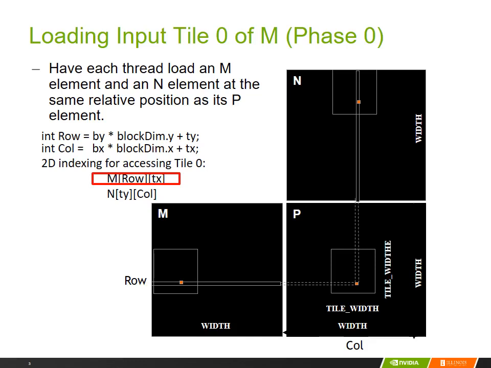If we look at the indices, we see that the orange dot in the M box has exactly the same row index within the M matrix as the output element. So we can just use that row index for the vertical index. For the horizontal direction, we see that the index is simply the x dimension of the thread index. So this gives us the two-dimensional index notation M, Row, and Tx.